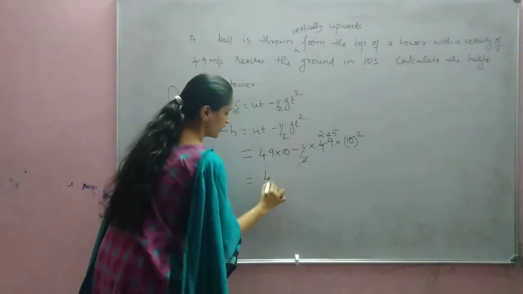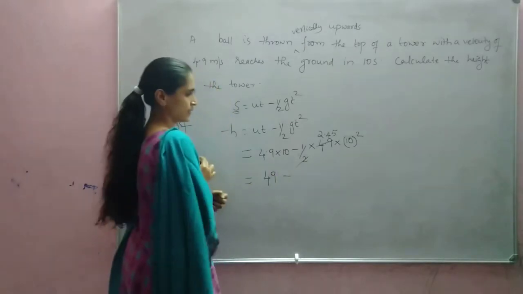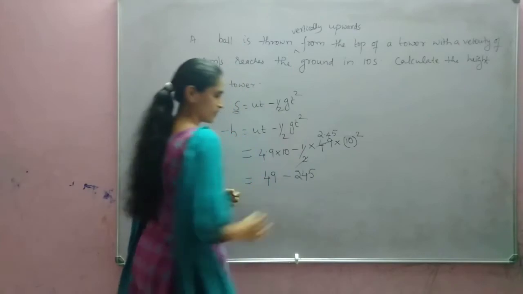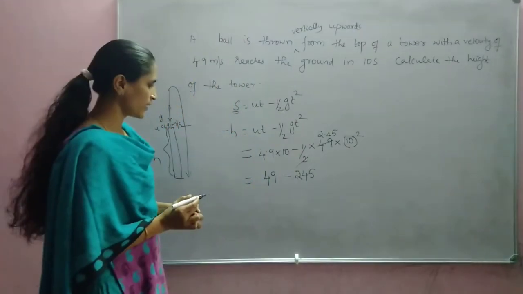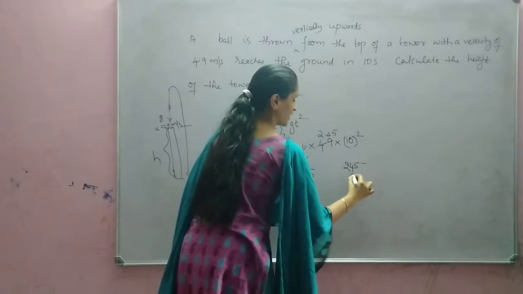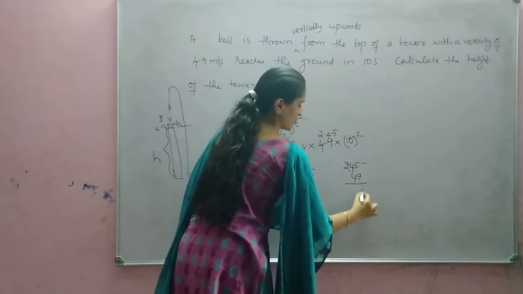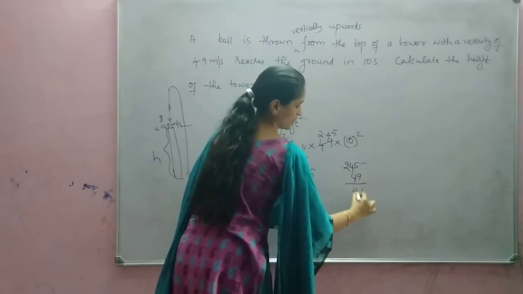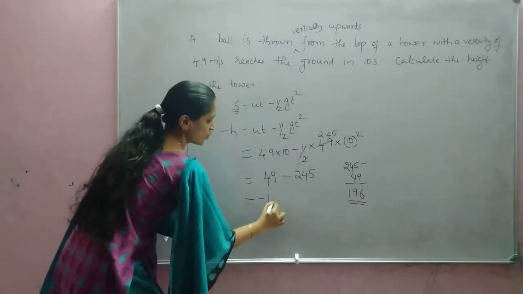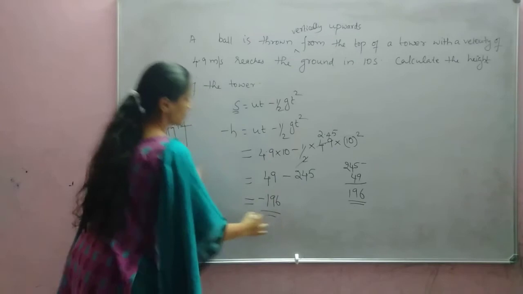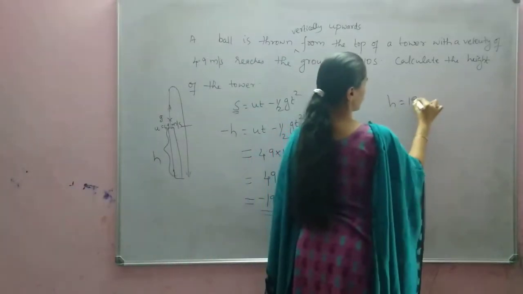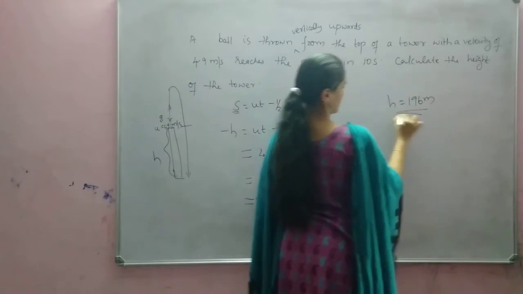So 49 minus 245. 245 minus 49, what will you get? You can subtract it. 196, no? So we will get it as minus 196. So minus h is equal to minus 196, or we can write h is equal to 196 meters.